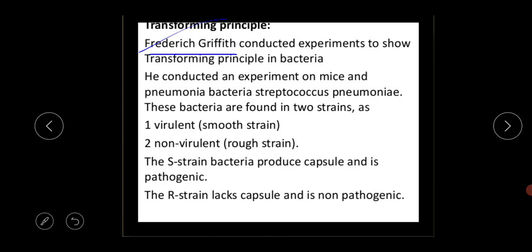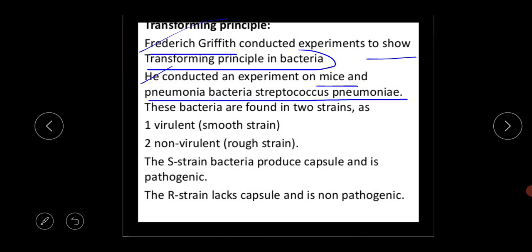So why is this called bacterial transformation? Because Griffith conducted these experiments to show transforming principles in bacteria. He conducted this experiment on mice and the pneumonia bacteria Streptococcus pneumoniae, which is the bacterial pathogen for pneumonia disease. So for his experiment, these two things were used: the mice and Streptococcus pneumoniae.